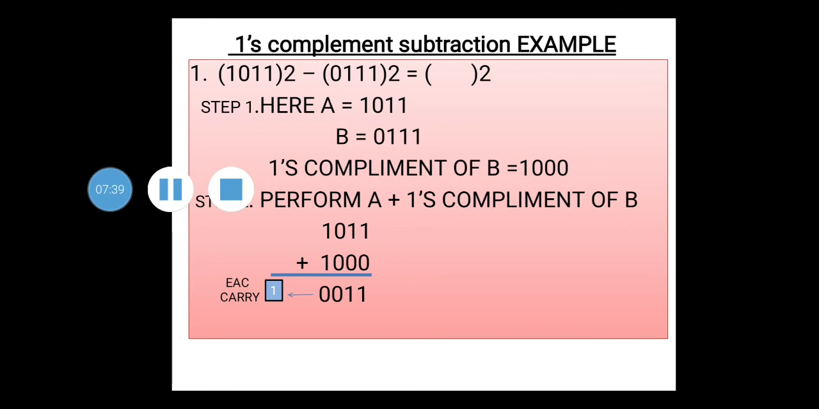So now the second step is, always find the ones complement of the negative number. So here B is negative, it is having a negative sign. So find the ones complement of B. When you find the ones complement of B, convert 0 to 1 and 1 to 0. So you get 1 0 0 0.